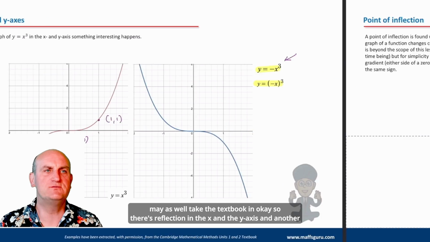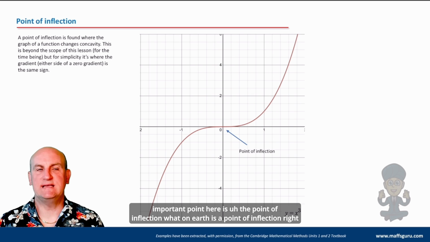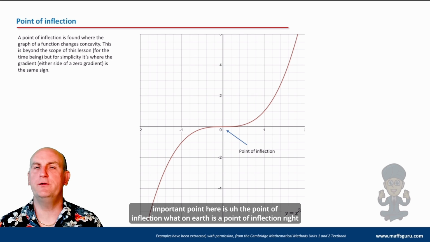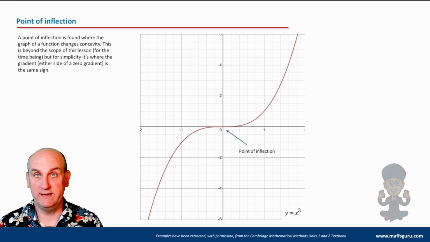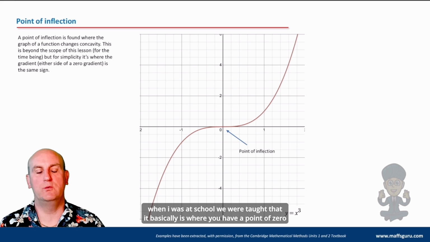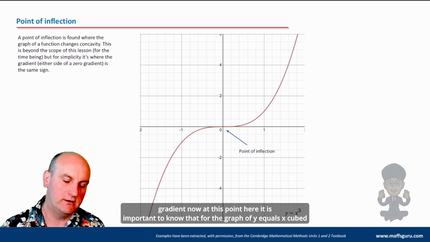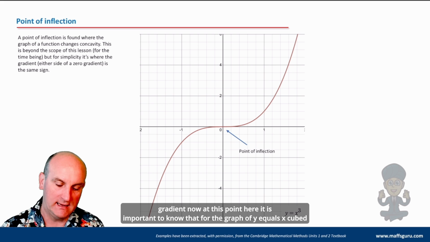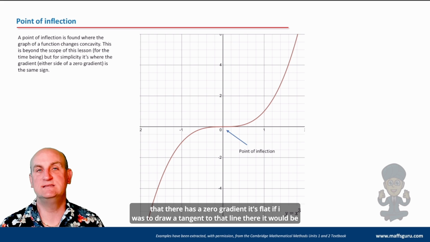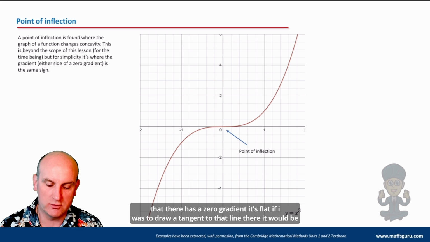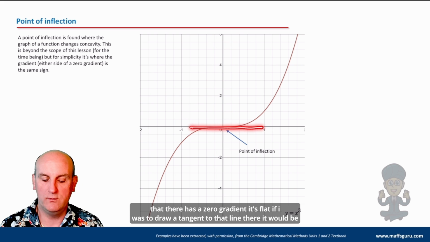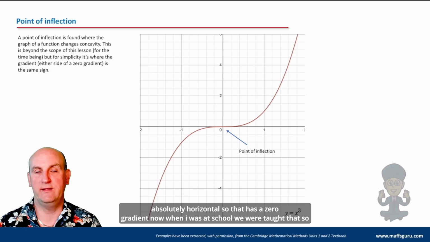Okay, so there's reflection in the x and the y axes. And another important point here is the point of inflection. What on earth is a point of inflection? Right. When I was at school, we were taught that it basically is where you have a point of zero gradient. Now, at this point here, it is important to know that the graph of y equals x cubed has a zero gradient. It's flat. If I was to draw a tangent to that line there, it would be absolutely horizontal. So that has a zero gradient.